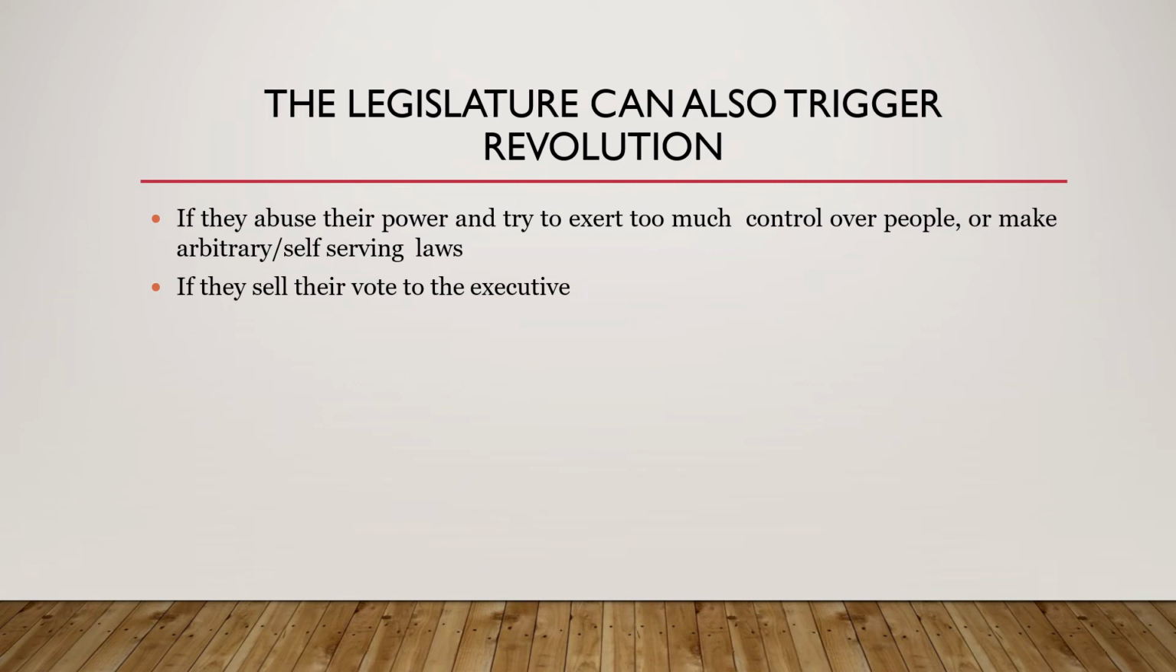If they sell their vote to the executive, in other words, if they allow themselves to be bribed, if they turn over their responsibility to do what's in the public interest and agree to do what's in the interest of the executive instead, then that would be something that the people would not have to tolerate if they didn't want to.